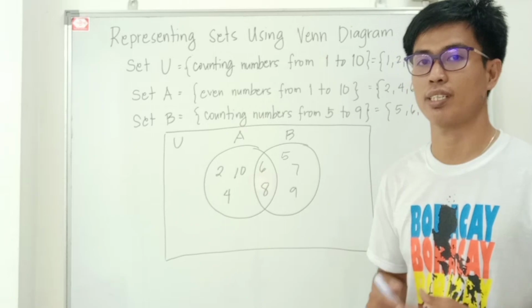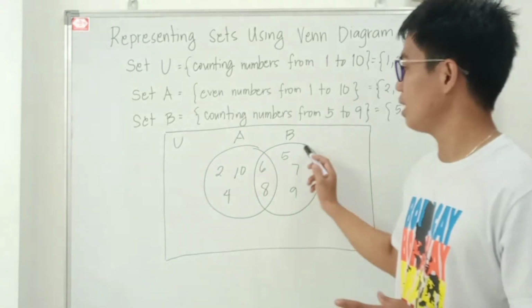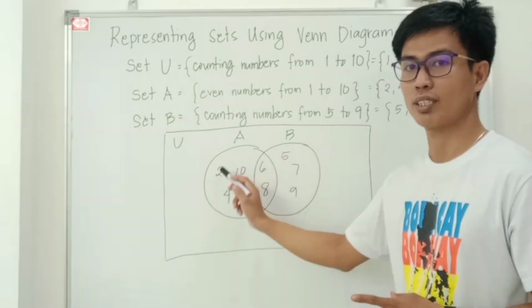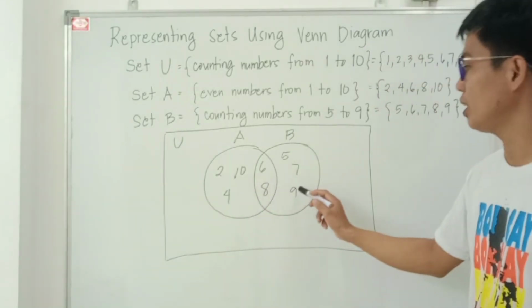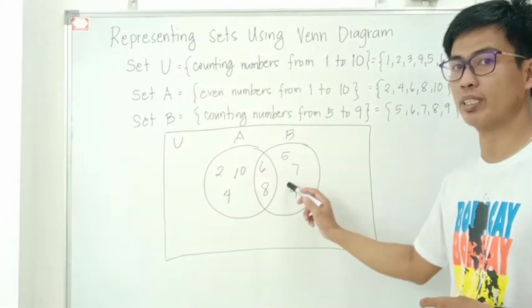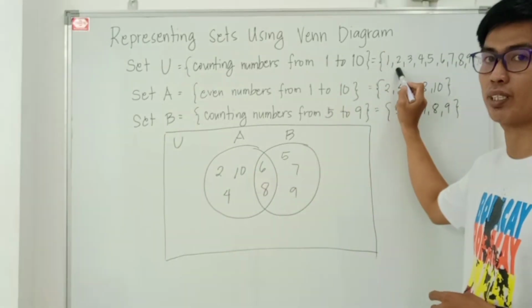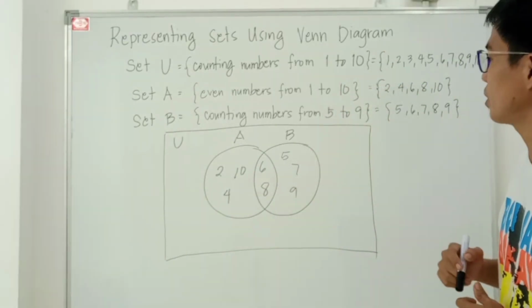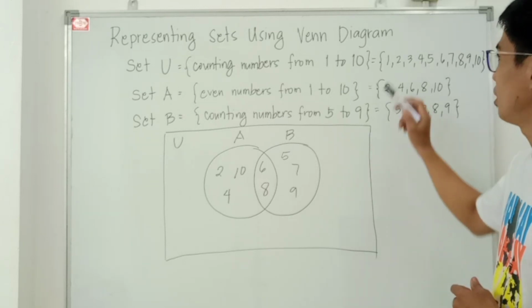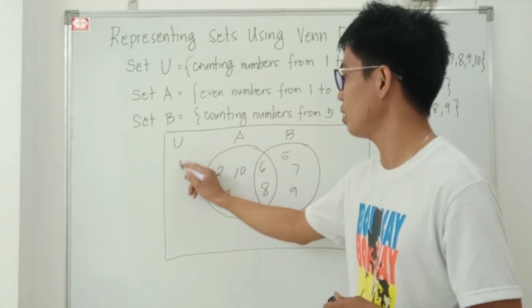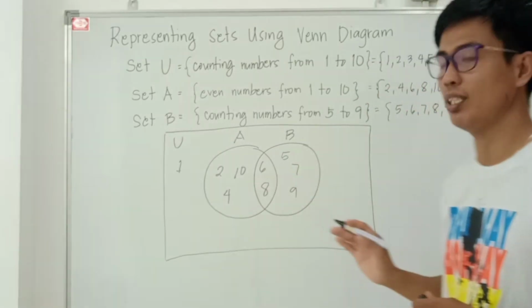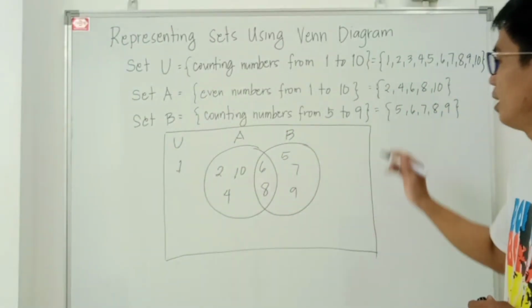How about the universal set? So titignan natin yung lahat ng nasa loob ng set. And then, we're going to determine kung ano pa yung mga elements na hindi pa nakalagay dito sa dalawang bilog na nandito sa universal set. And those numbers or those elements are 1. So you can put it anywhere inside the rectangle but outside the circles.